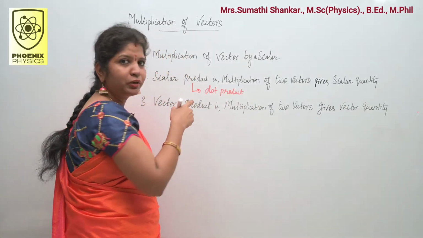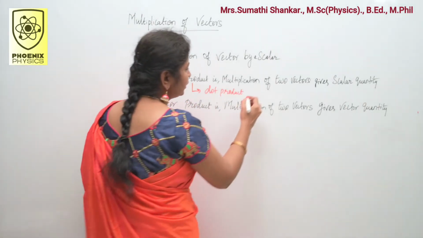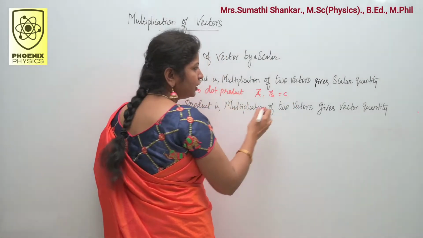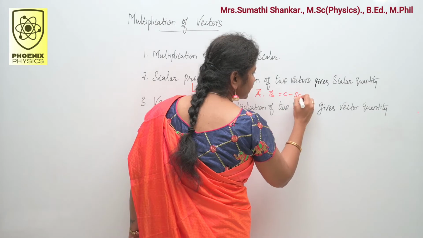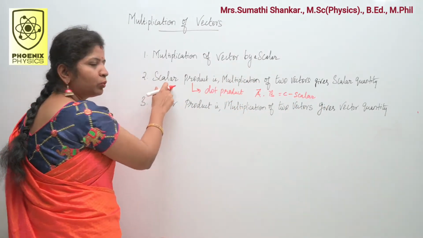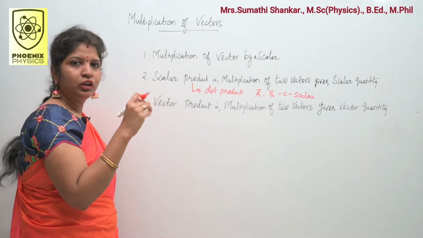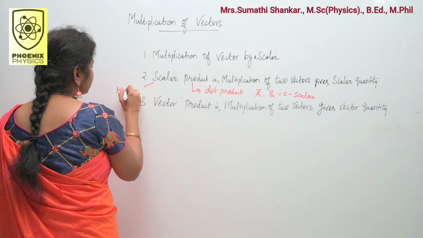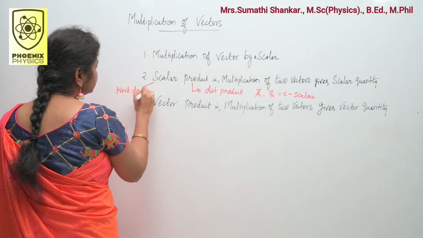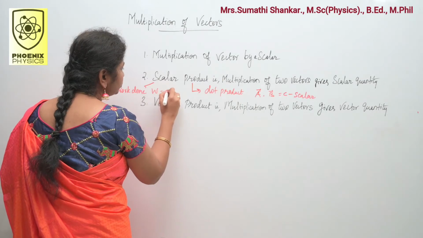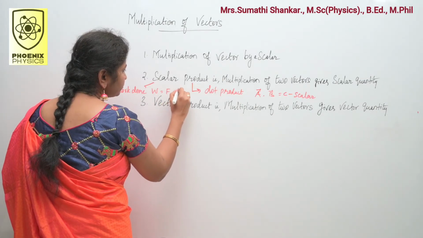How do you represent the scalar product? Like this. A dot B is equal to C. Here C is a scalar quantity. And this scalar product is useful to find out work done in physics. What's the formula for work done? W is equal to F dot D.